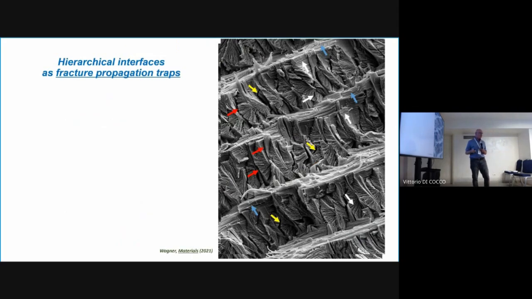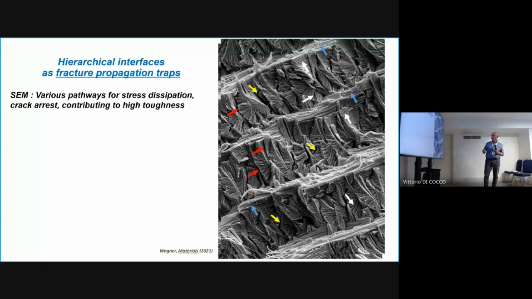Let's talk about fracture cracks, because this is really fascinating. There are what I call hierarchical interfaces as fracture propagation traps or sinks. It goes like this. You see there are all kinds of things in there. Using the electron microscope, you search for stress dissipation, crack arrest, and things that contribute to high toughness in this material. And so there are different interfacial failure types, but not only interfacial.